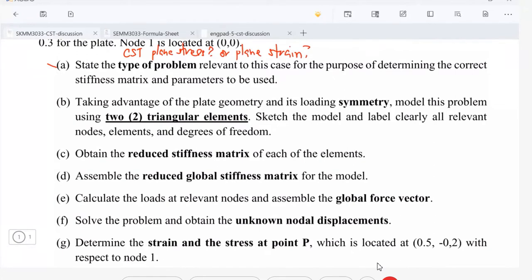The other thing is taking advantage of the plate geometry and its loading symmetry. Model this problem using two triangular elements. Sketch the model and label clearly all relevant nodes, elements, and degrees of freedom.